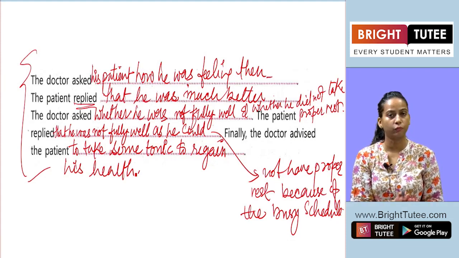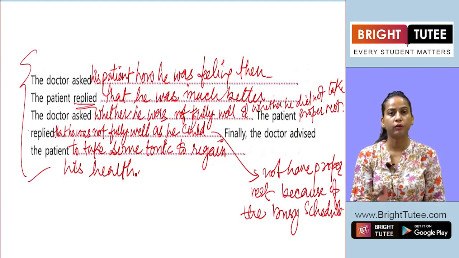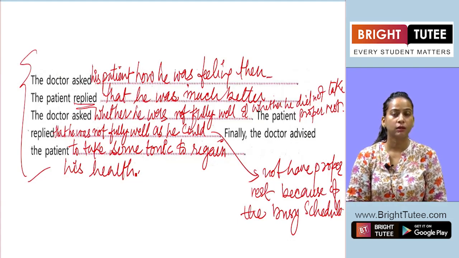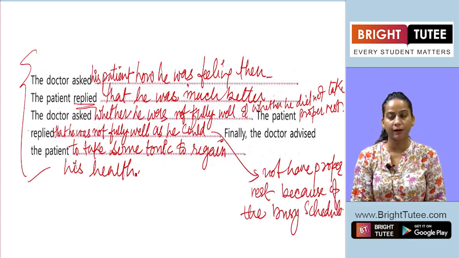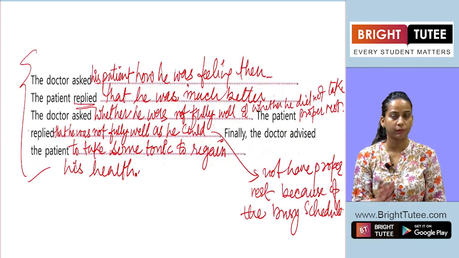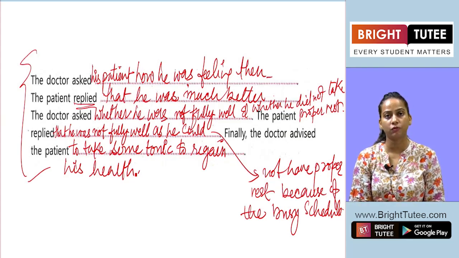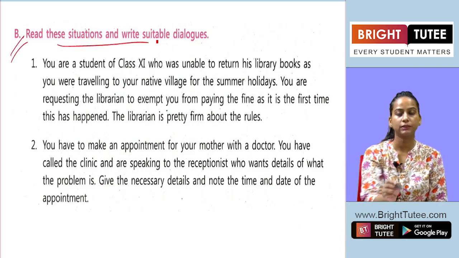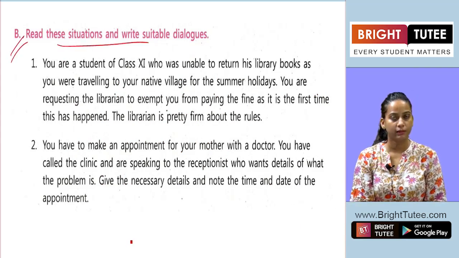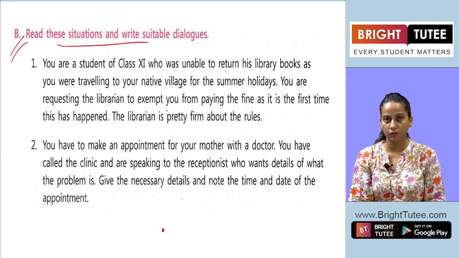All the four parts hopefully were clear to each and everyone, how you have to change it. You need to recall the rules for changing direct into indirect. Need to keep focus on the reported verb and what kind of reported speech is given. According to the reported verb, we are going to change the reported speech given in the direct sentences. Now, the next part of this exercise we are taking, that is: read these situations and write suitable dialogue. Different situations are given to us here, and based on that we have to write the dialogues.